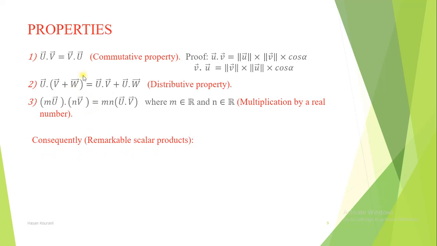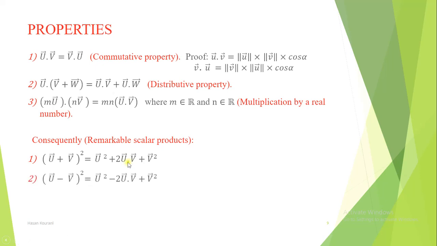Consequences of these properties are called remarkable scalar products, the first one being (u plus v) squared, which is equal to u squared plus 2 u dot v plus v squared. As you see, this reminds us of what in real numbers? This reminds us of (a plus b) squared, which is the remarkable identity. And similarly, we can use it in vectors, but instead of multiplication in 2ab, here we multiply a vector with another vector using the scalar product operation.